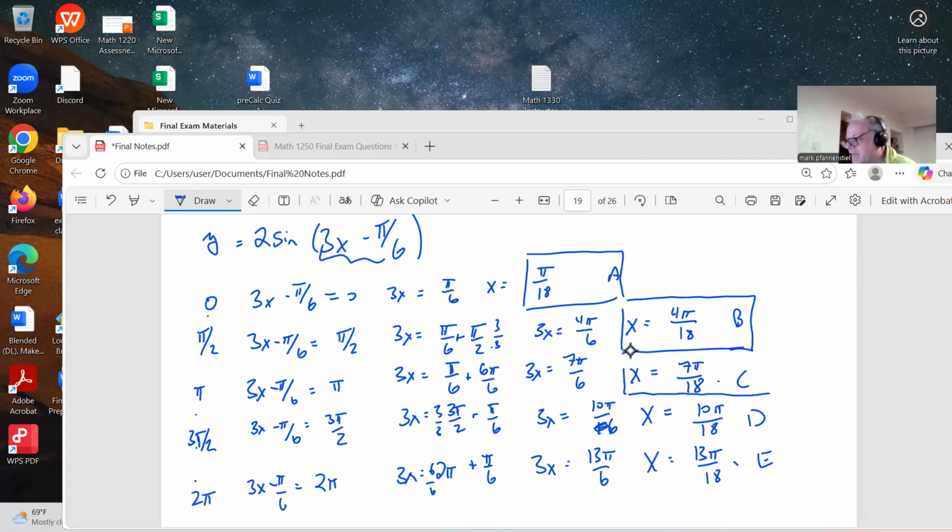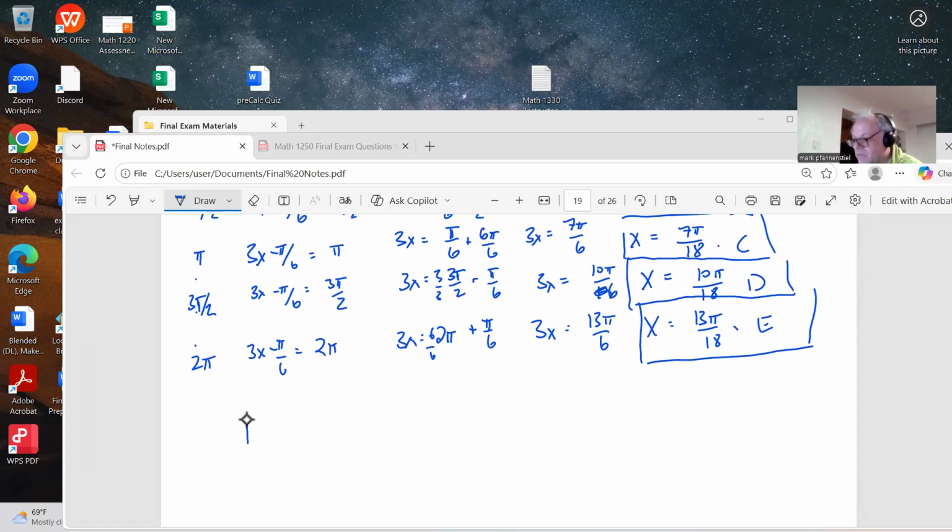I'm going to double check my little progression here. We have 12 plus 1, this is 13. Okay. So we have 1 pi over 18, 4 pi over 18, 7 pi, 10, 13. It looks like each of these are going up by 3 pi over 18. That's fine. I have a very nice little progression here.